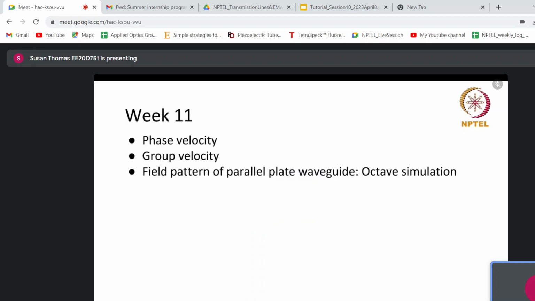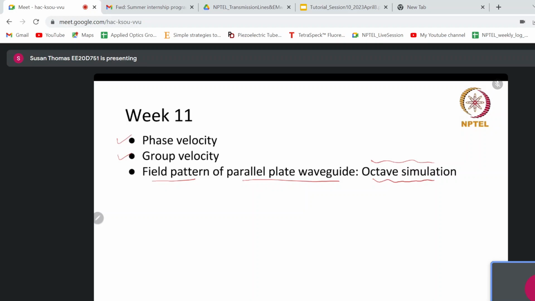So to look at the content of week 11, we have phase velocity, then group velocity. These are the two major topics of discussion from week 11. And then comes the field pattern of parallel plate waveguide, which we have already seen theoretically, and now we would like to look at the Octave simulation. So these are the lecture content of week 11.